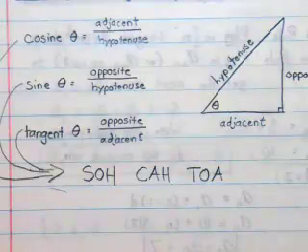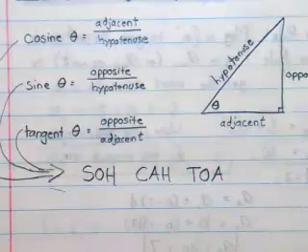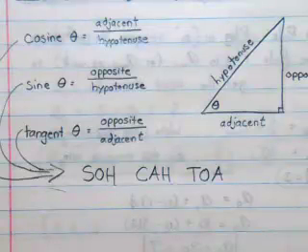Okay? So let's practice real quick. I'm going to draw a little right triangle. I'm going to label some of the sides with some measurements. And I want to see if you guys can tell me what the cosine, sine, and tangent are. And I'm going to show you some abbreviations that you can use for each one of those too.